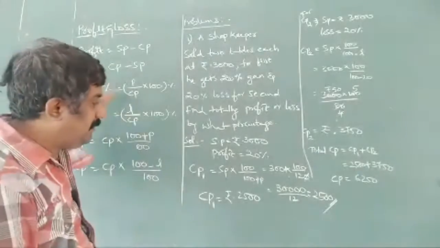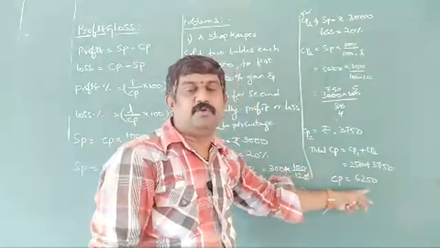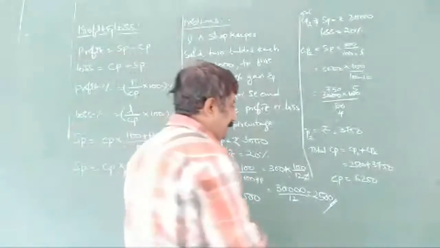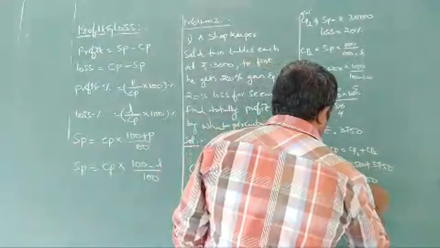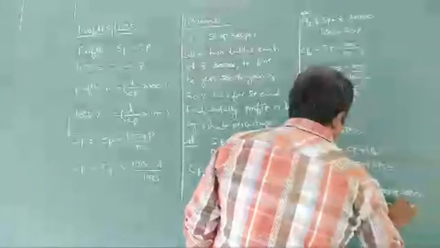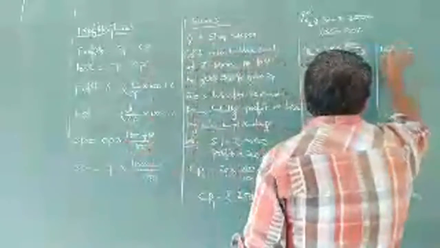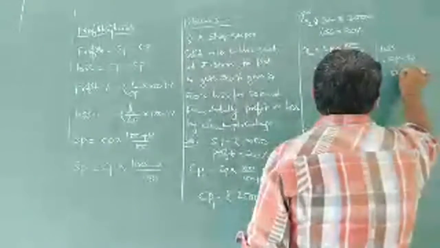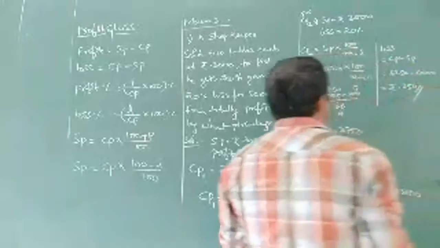So what is the loss he is getting here? SP is 6,000, CP is 6,250. How much loss is he incurring here? 250 rupees loss he is incurring here. And you can take the percentage also. Total is 6,000. Loss is equal to CP minus SP, 6250 minus 6,000. So nothing but rupees 250 is the loss he is getting.